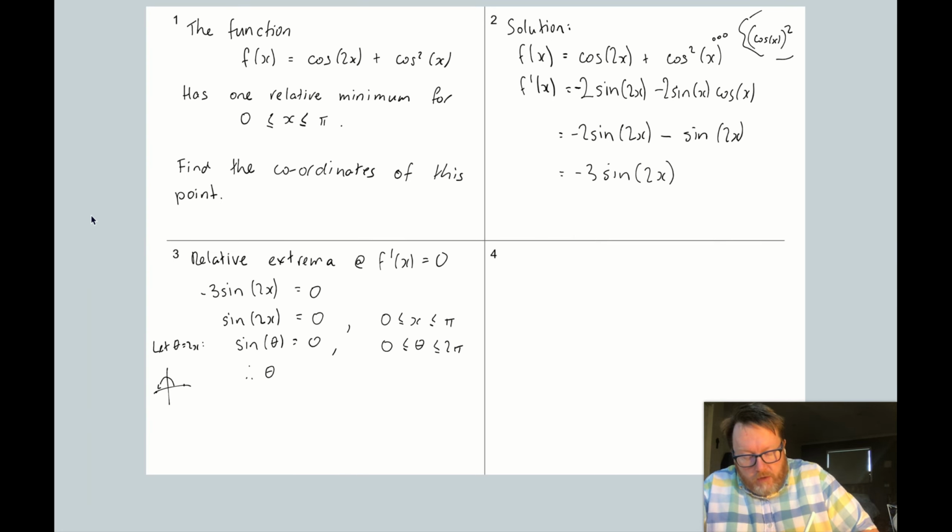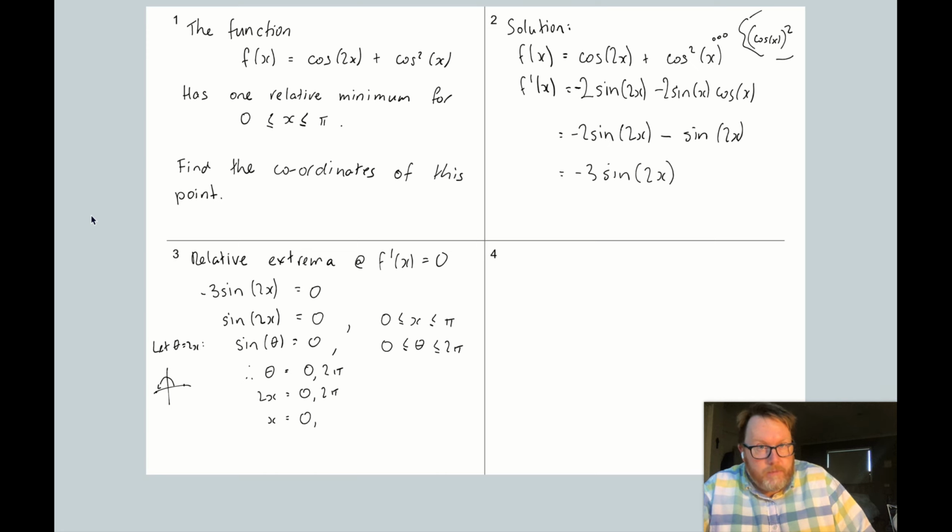So let's just go straight for it. Therefore, theta is equal to 0 and 2 pi, i.e. 2x is equal to 0 and 2 pi, which means x is equal to 0, because 0 divided by 2 is 0, and 2 pi divided by 2 is pi. So there are our two.